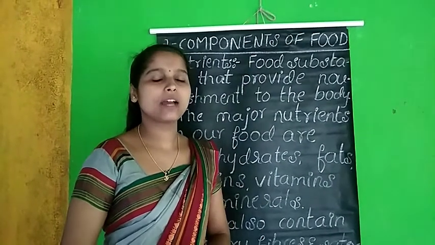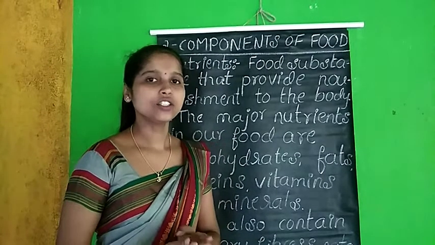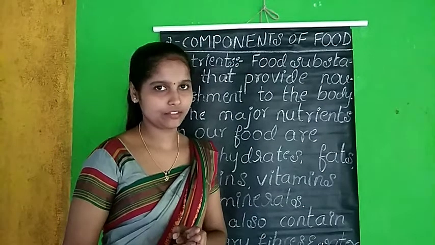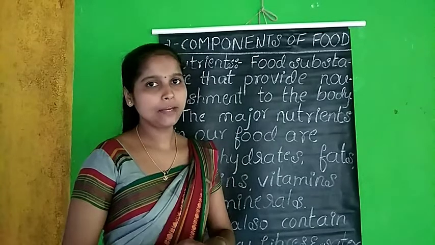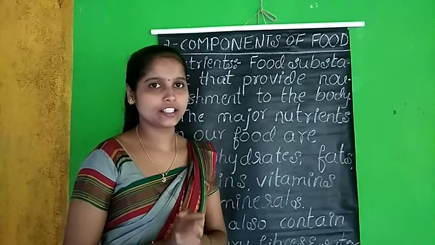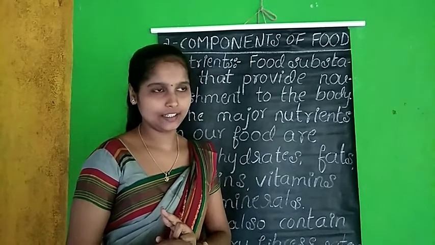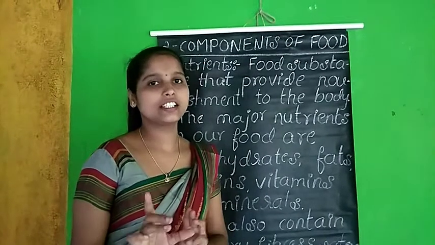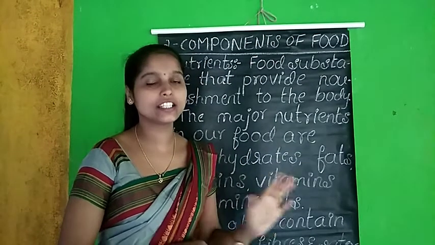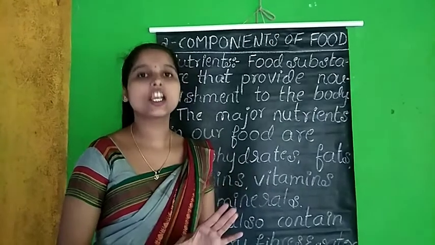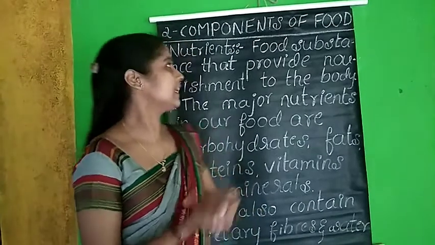In the previous chapter, we have studied about the food, ingredients of food and sources of food items. We know that each dish is usually made up of one or more ingredients. These ingredients contain some components which are needed by our body. And these components are called the nutrients.